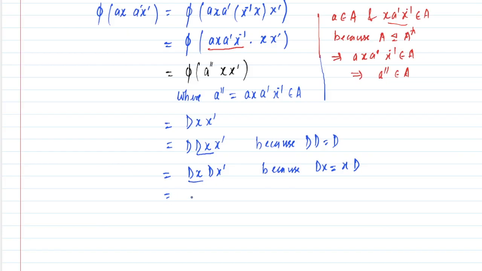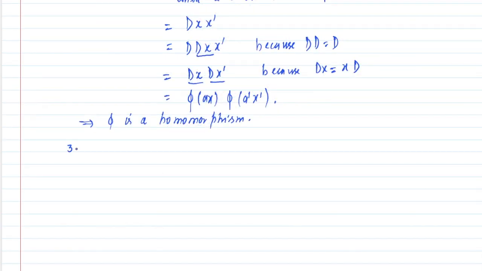Now this dx is equal to phi of ax, and this dx dash is equal to phi of a dash x dash. So thus we have proven that pi is a homomorphism. So this implies pi is a homomorphism.